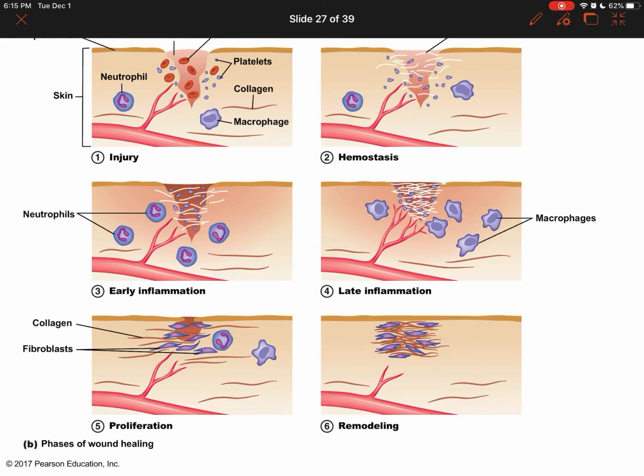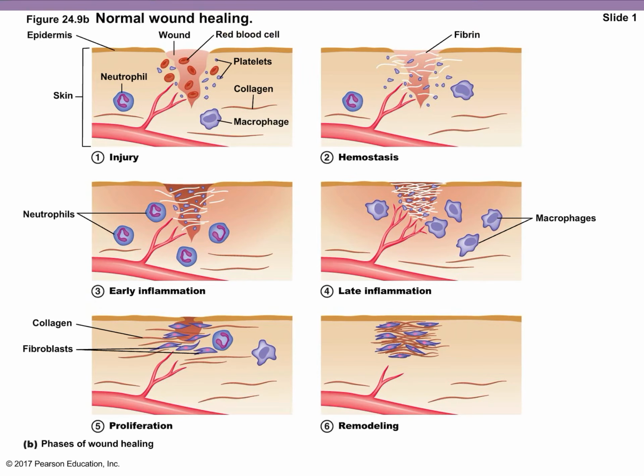Part 3 of diabetes, beginning with delayed wound healing. So we looked at a little bit of wound healing in the immune system. This is just another way of looking at the phases of wound healing. Phase 1 of wound healing is inflammation.